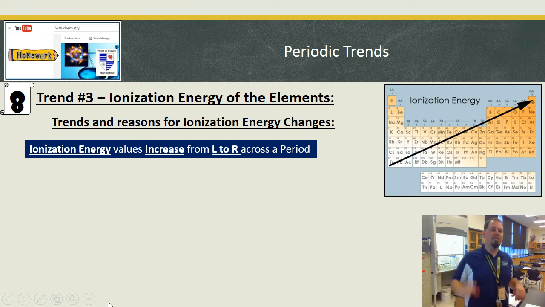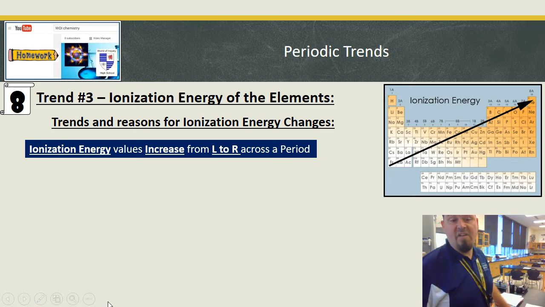Ionization energy is the energy needed to remove an electron. In other words, how tight am I holding on? If I'm holding on real tight to my electrons like a non-metal would, it's going to take a lot of energy to get my outer electron. If I'm a metal and I want to get rid of my valence electrons, guess what? I'm not going to have a very high ionization energy. I want to get rid of it anyways.